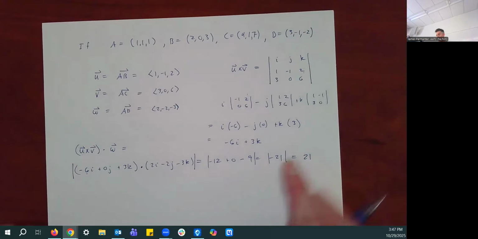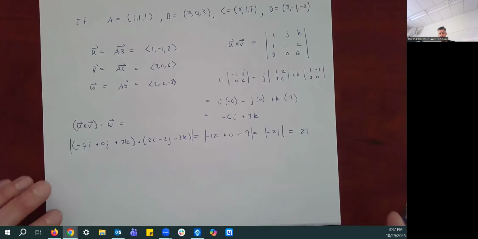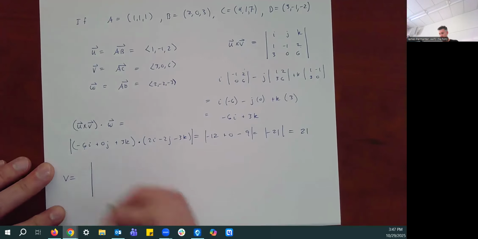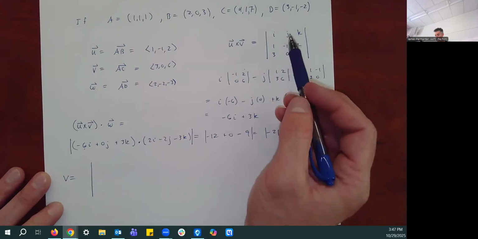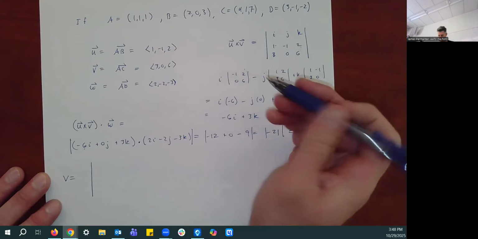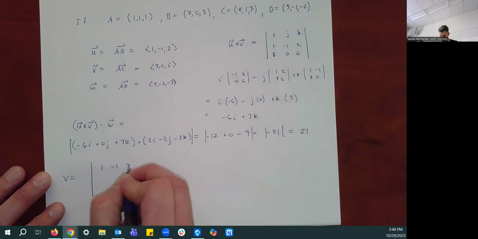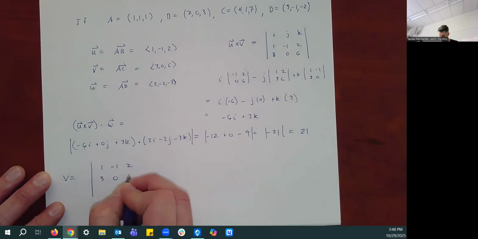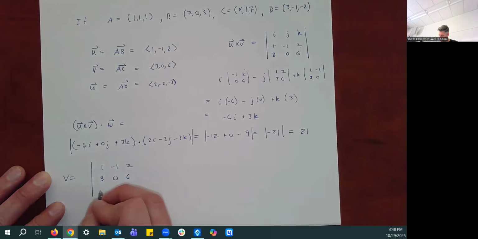The cool part is you can skip all this and instead find your volume by doing the determinant of the 3x3 matrix, where instead of writing I, J, K, U, and V, you write U, V, and W, which I think is just kind of neat. So here's my U, here's my V, and here's my W. 2, negative 2, negative 3, sorry.